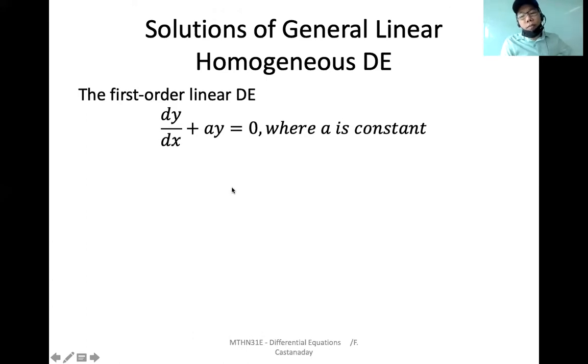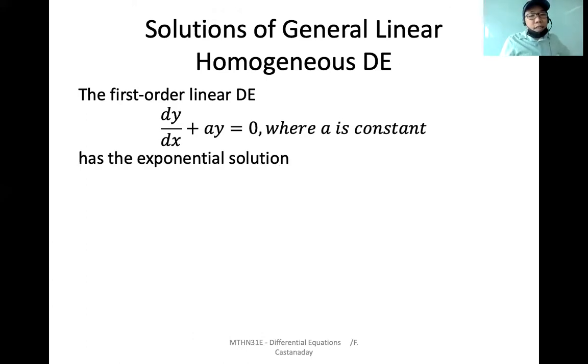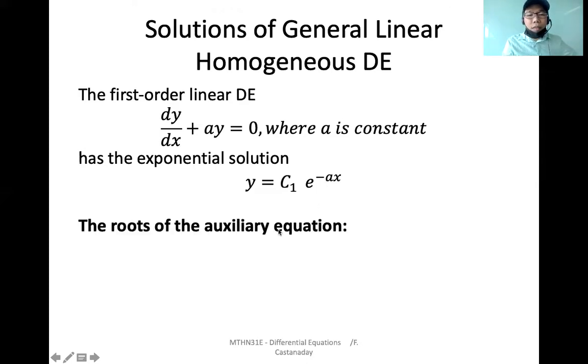Now, ano bang pinakita dito? It has the exponential solution. So gusto niyo bang malaman kung bakit naging ganyan, exponential solution? And so the solution to that is y equals c sub 1 e raised to minus ax. So pwedeng hindi na ilagay yung 1 na subscript dun sa c, arbitrary constant, kasi nga first order lang naman siya. Now, tandaan ha, the solution to this first order linear DE is c e raised to minus ax. Sige, tapusin ko muna to, tapos try ko illustrate.